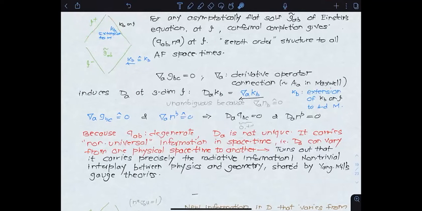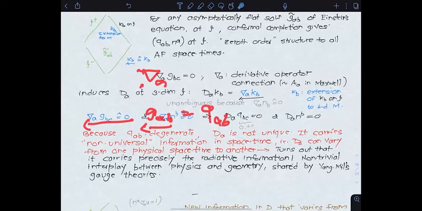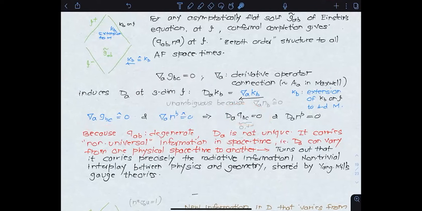Now, because the derivative operator in space-time is compatible with the metric, it follows that D is compatible with the metric q up here. I just pull back this equation: the pullback of g is just q, and the pullback of grad is just D. So if I pull back this equation, I get this equation up here. And we know that grad_A n_B is equal to 0 on scri, the equation satisfied in the completed space-time. Therefore, if I pull back this index, and n is already tangential to scri, the statement is that I get D_A n_B equal to 0.